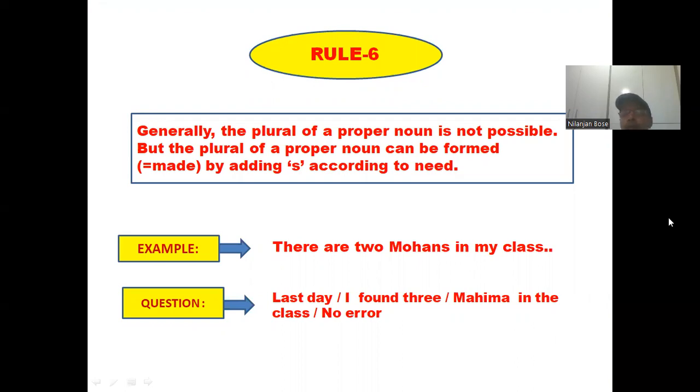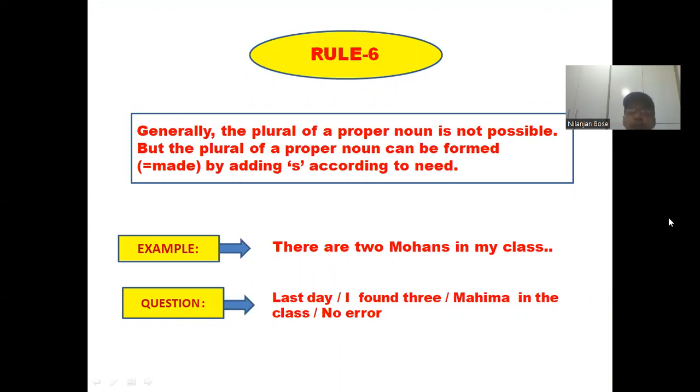There are 2 Mohans in my class. So in my class, there are 2 students and both of their names are the same. That is Mohan. So in that case, what were you supposed to do? You have to add s with that proper noun. And in that way, it should be Mohans, right? So in that way, you can easily understand that this particular proper noun has been made plural by adding s.